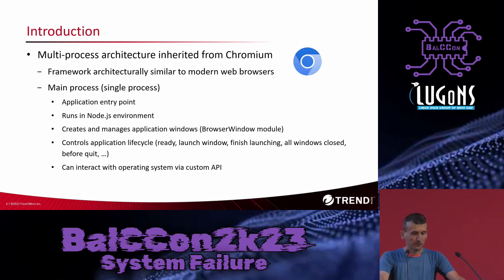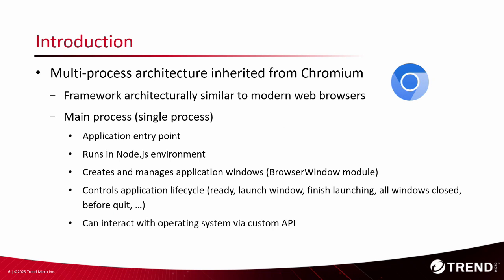Electron applications borrow the multi-process architecture from Chromium. It means that there are several different processes. There is one main single process which is responsible for the application entry point, which runs the Node.js environment, and which creates and manages the browser windows. It controls the application lifecycle, so when the application is started, when the window is open, when it is closed, and so on. It can interact with the operating system via a custom API.